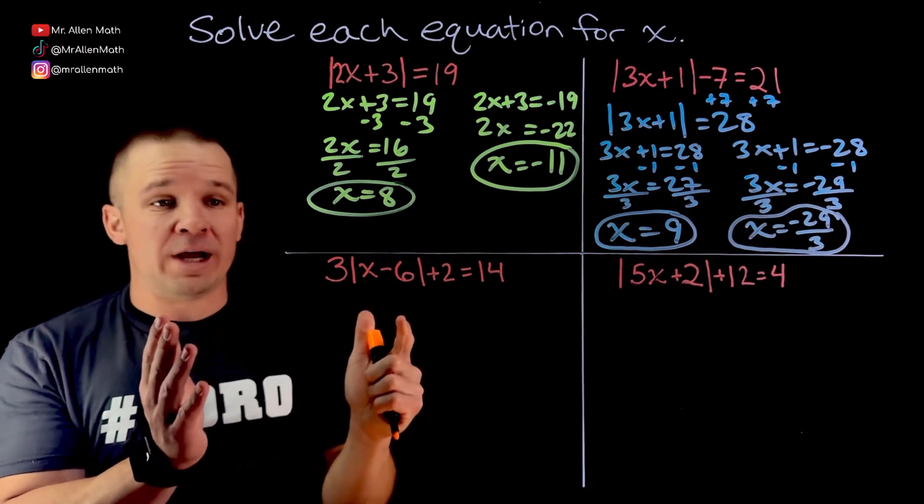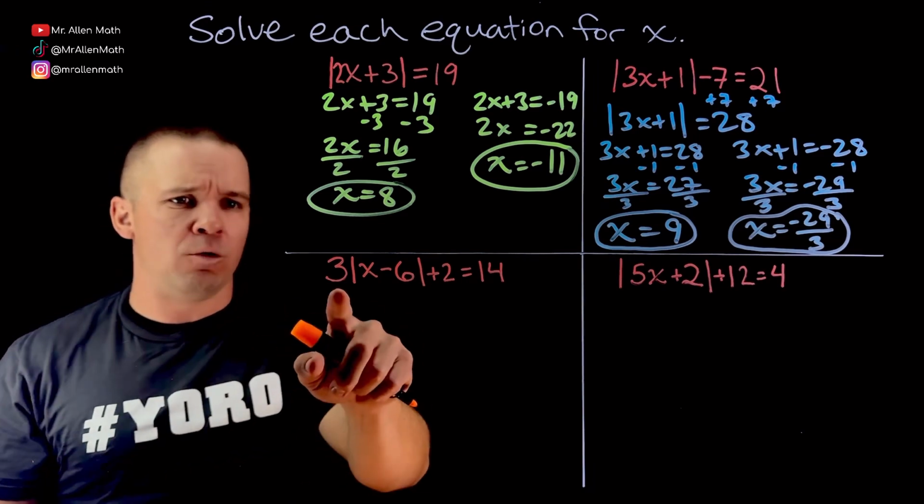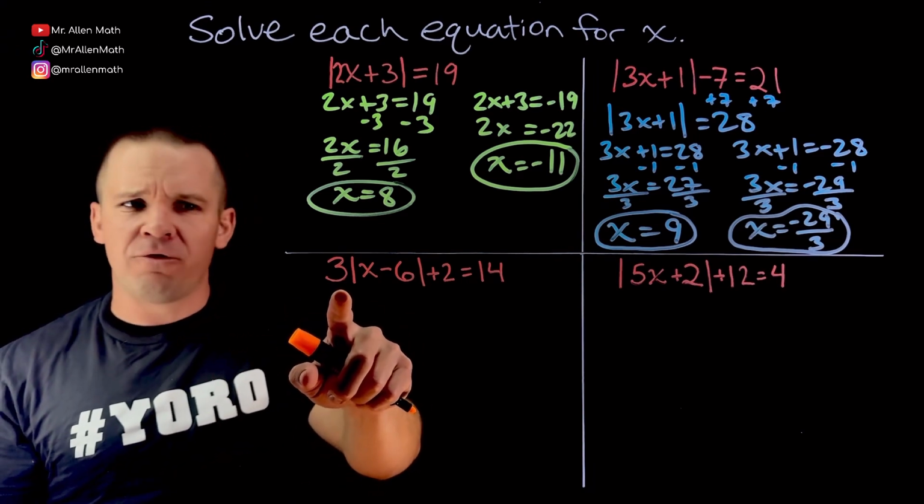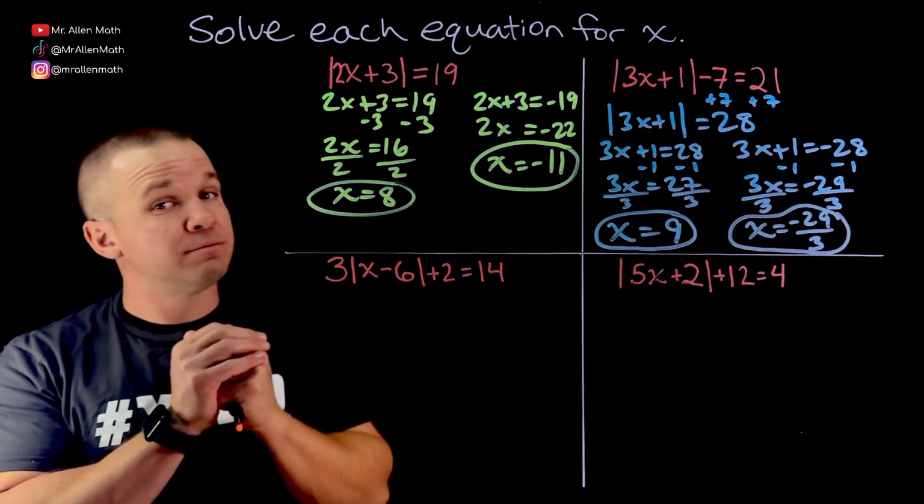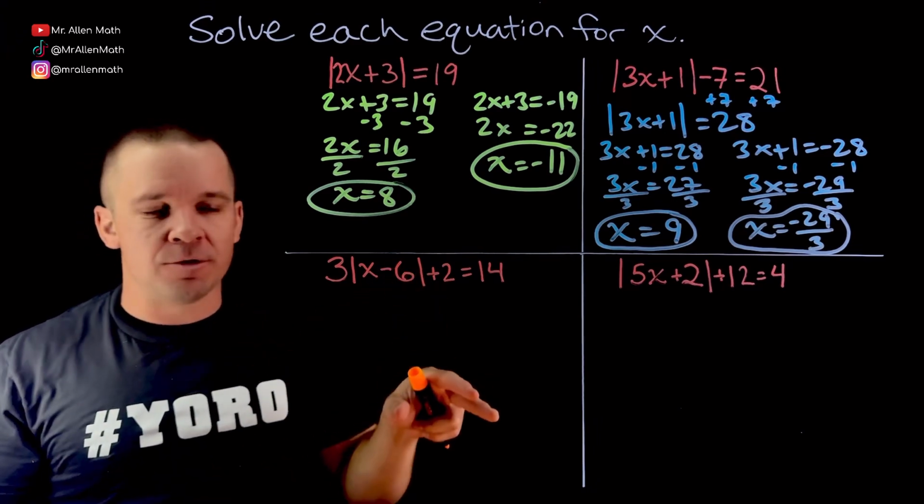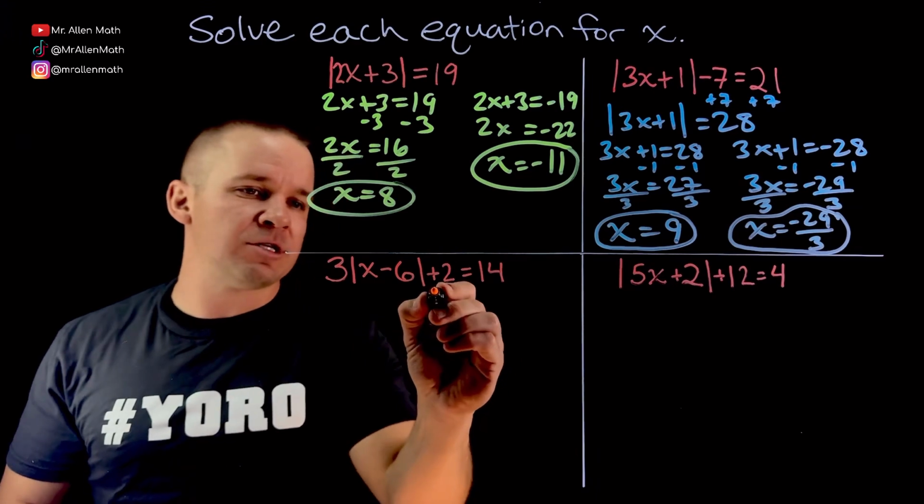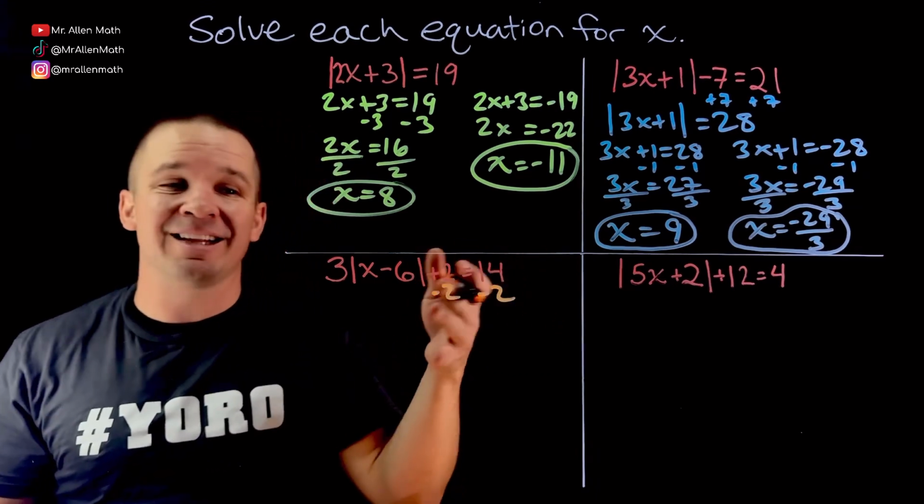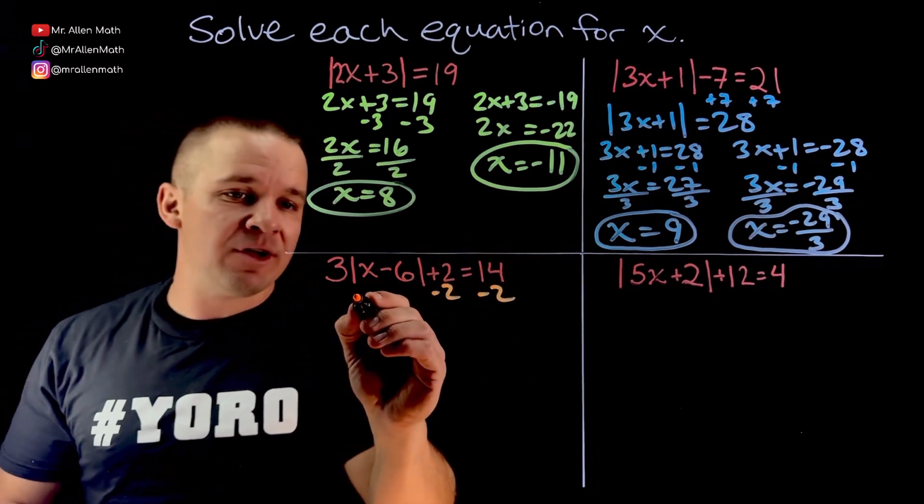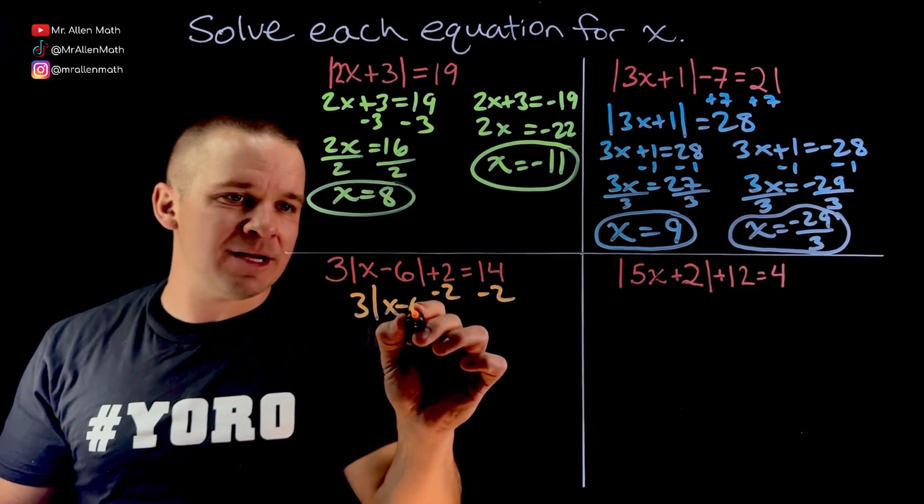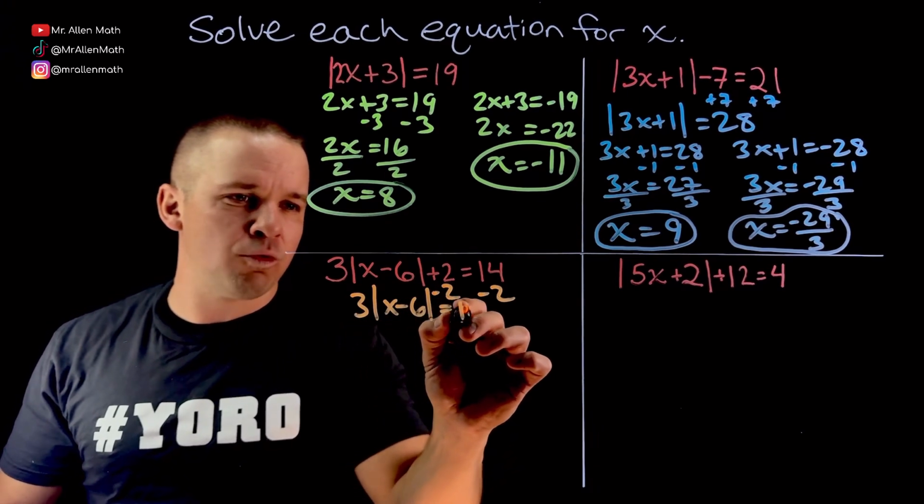All right, this bad boy here. Ooh, we got a bit going on, man. We got a number out in front, like a coefficient out in front of our absolute value. That's pretty crazy. I'm not going to distribute that in. I'm leaving it out front. So I'm going to subtract 2 first. I'm going to try to isolate my absolute value. I've got 3 times the absolute value of x minus 6 equals 12.